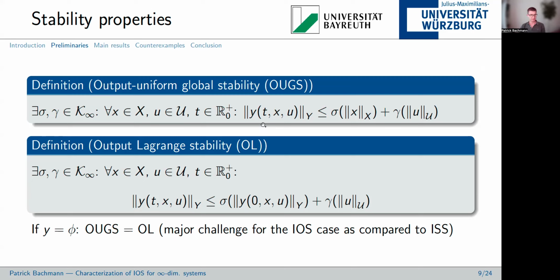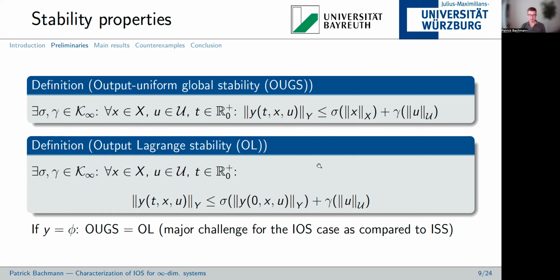The next property looks quite similar, but there is a difference. Output-Lagrange stability means that we bound the output also in terms of the initial output. So this is a bit different. I will explain this later in an example. Because when the initial state might be very large, the output might still be a small value. And this means that these definitions are distinct from each other.